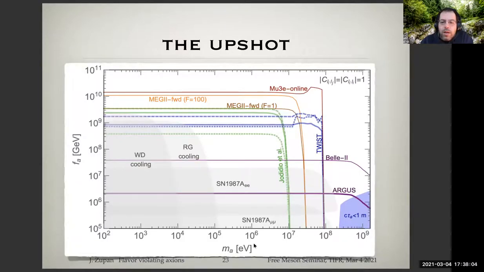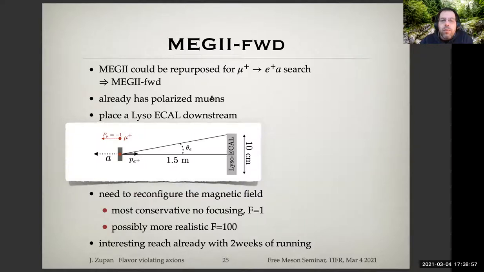So the upshot is, I'm showing constraints in the plot of the ALP mass versus the decay constant, taking all the couplings to leptons to be one, flavor violating and flavor diagonal. So this gray stuff is excluded. The solid lines are also exclusions. Jodidio et al., which I just mentioned, there are three lines. We'll try to understand them. If you just look at this green solid line, the jump with MEG II forward, that I will talk about, is sort of an order of magnitude. And now let me explain what's in all these plots.